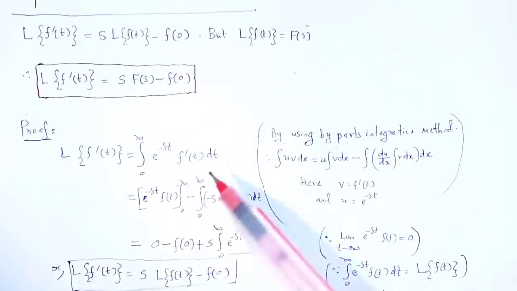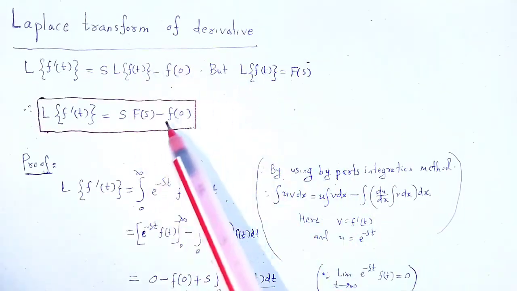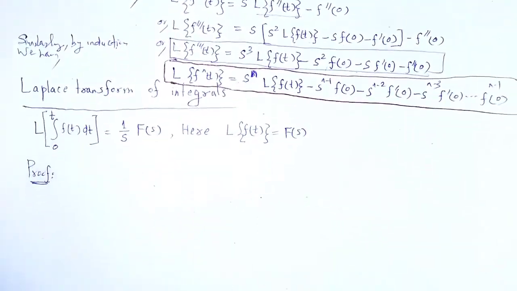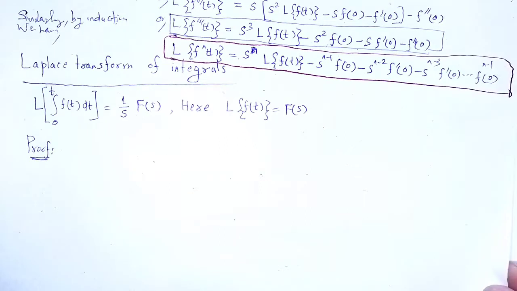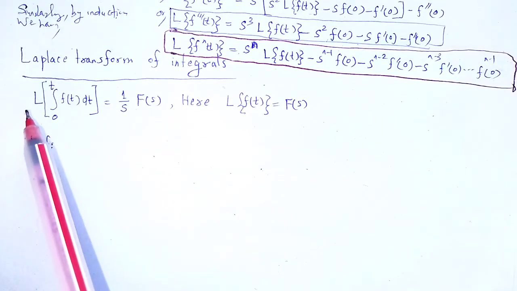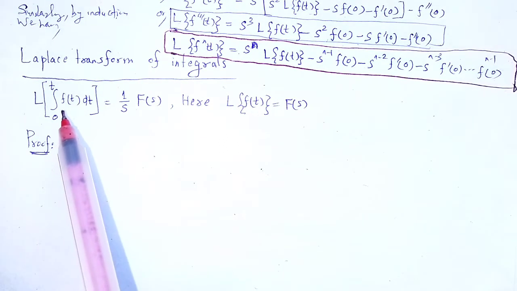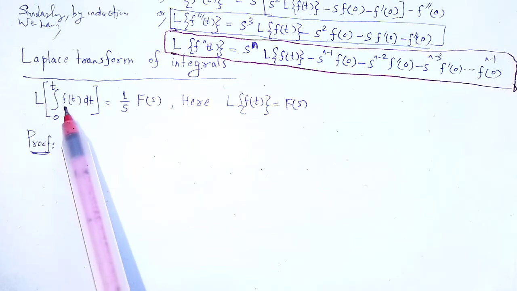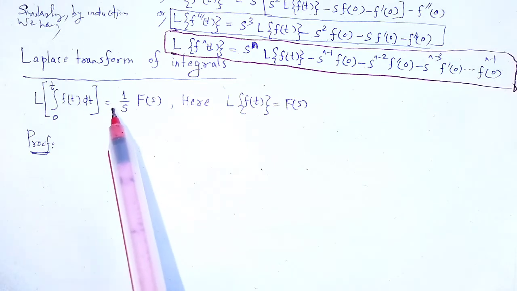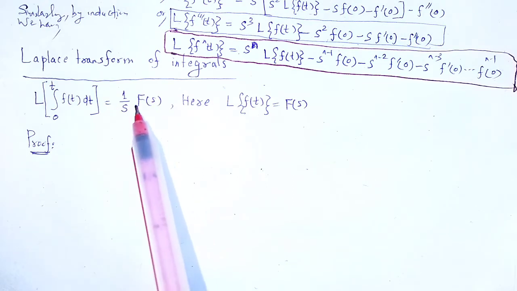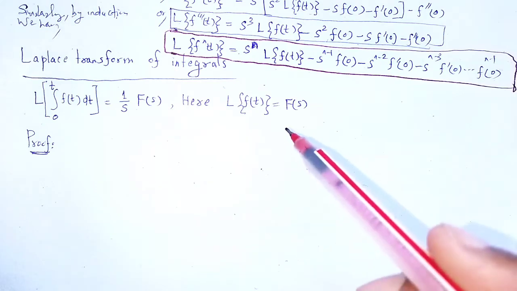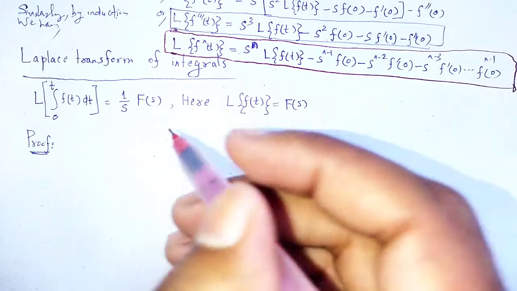So, we have studied here Laplace transform of derivative. Next, Laplace transform of integrals. Laplace transform of the integral, that integral is given as the limit from 0 to t of f of t dt. The result is 1 by s F of s, whereas F of s is the Laplace transform of f of t.